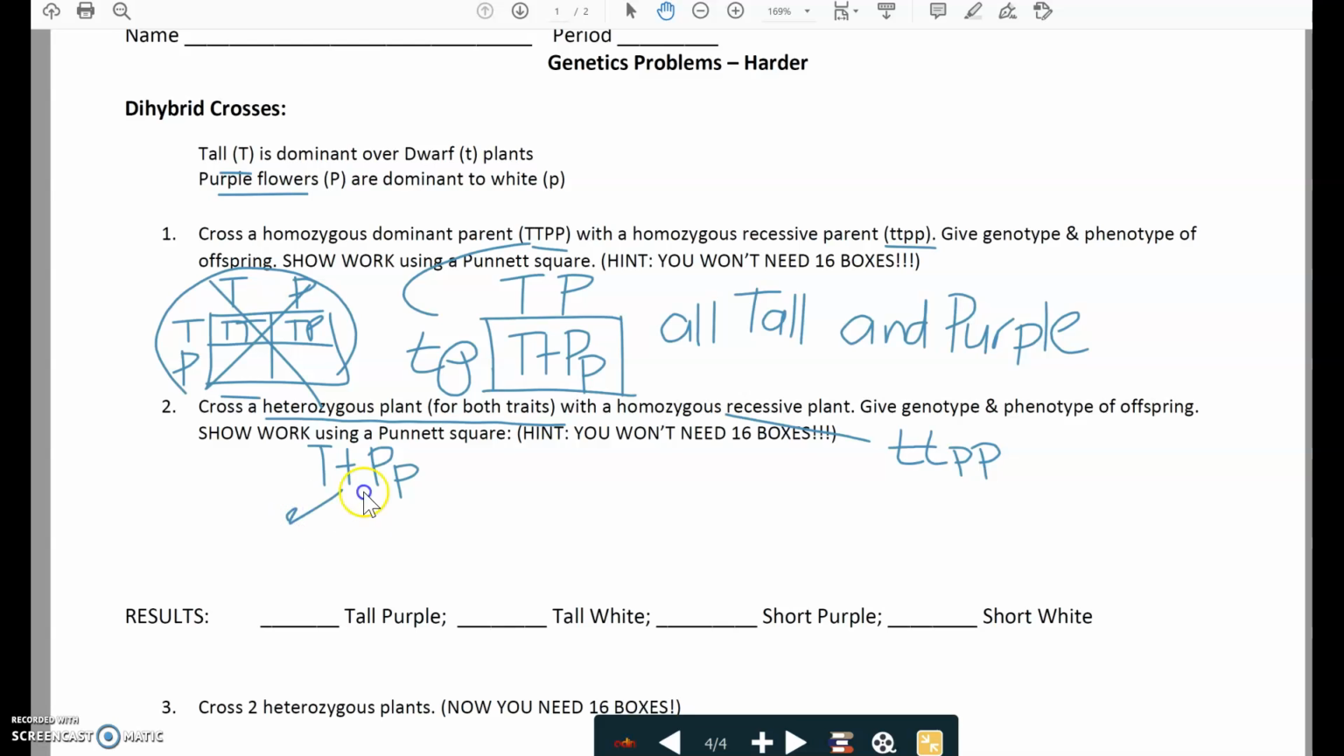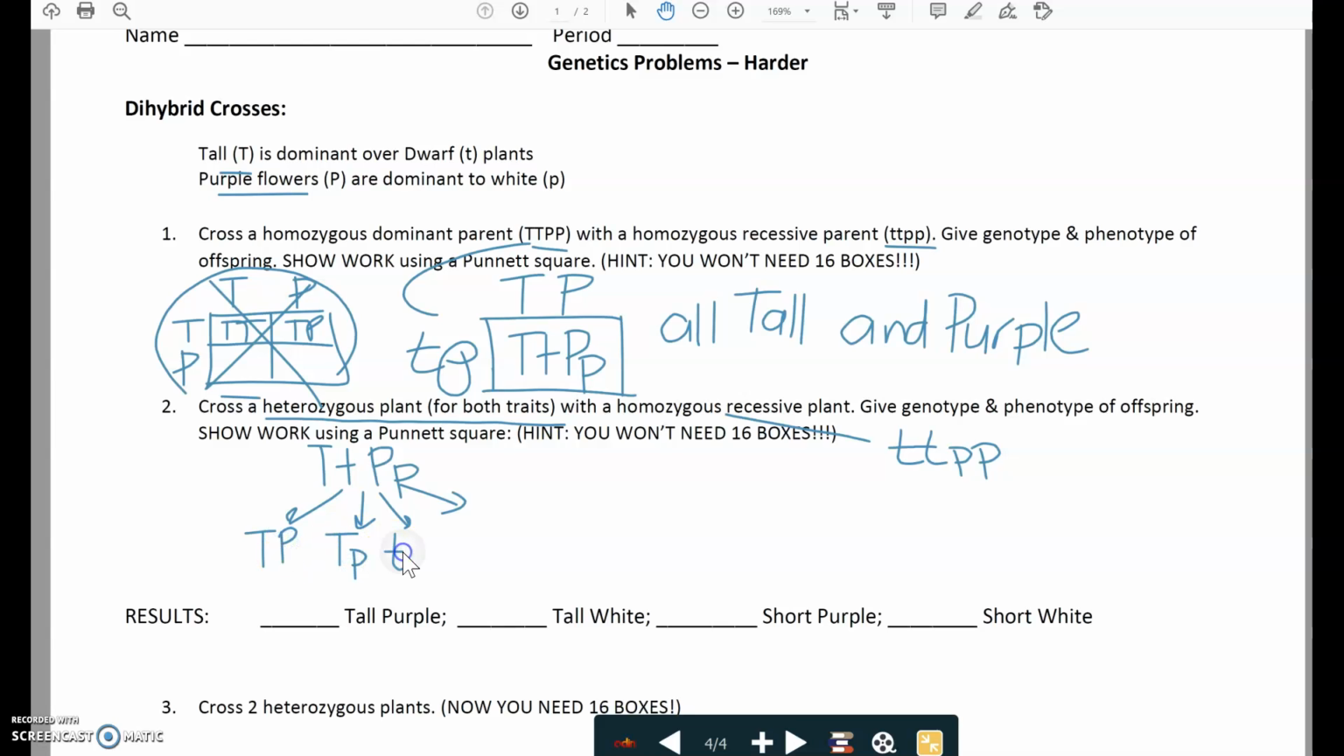So you have to look at all the possibilities. Every combination, they're going to give one copy of T and one copy of P, but it's random which one it is, right? So they could give big T with big P. They could give big T with little p.